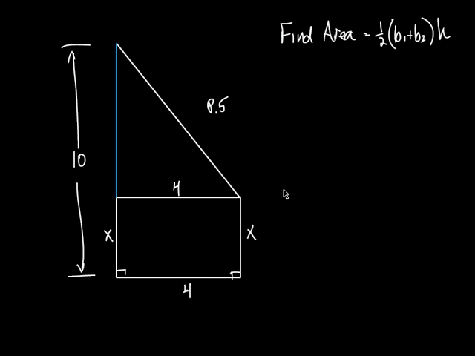Let's see if we can find that. Any ideas? Well, this is a right angle. They're parallel to each other. That's a right angle. That's a right angle. And look what I have. I've got a right triangle. I know the hypotenuse. I know one of the legs, and we'll call this, let's not call it x.